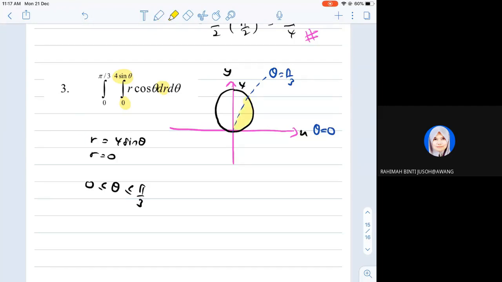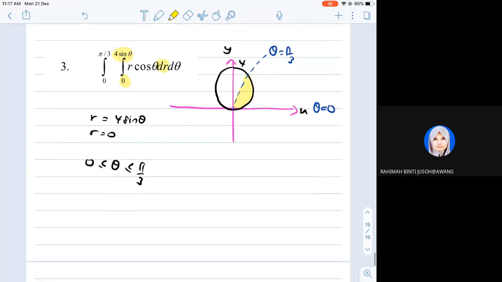Okay? Understand, guys? How to sketch the result? Yeah. Okay, so let us proceed. 0 until pi over 3.